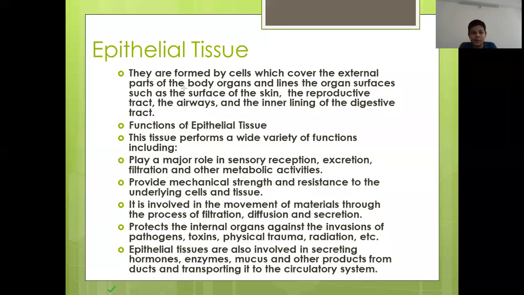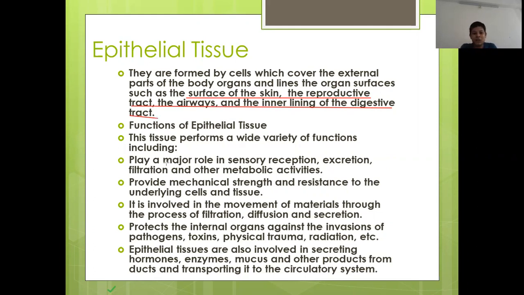Next is a very important tissue again, epithelial tissue. Epithelial tissue is formed by cells which cover the external parts of the body and organs and line the organ surfaces such as the surface of the skin, the reproductive tract, the airways, and the inner lining of the digestive tract. Let's talk about the functions of epithelial tissue. In the next slide, we'll discuss the types of epithelial tissue.